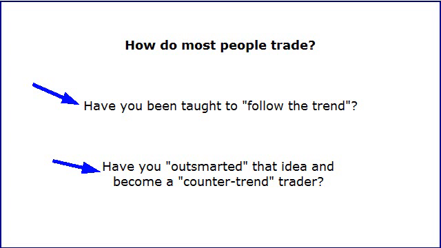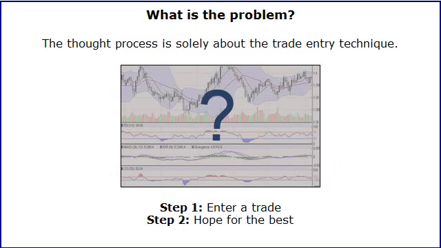And so if we take this analysis of losing trader habits one step further, let's compare the thought process between the typical losing trader and what we believe. So the problem is that the thought process of most traders is solely about trade entry technique. So in other words, step one, you enter a trade. Step two, you just hope for the best. And I know this is certainly how I traded before I met Dave. I would spend countless hours trying to develop my one perfect strategy, my one perfect entry technique that I could just depend on to print money for myself.